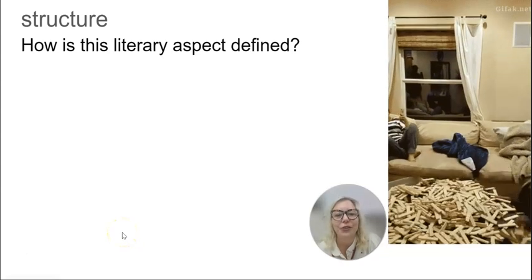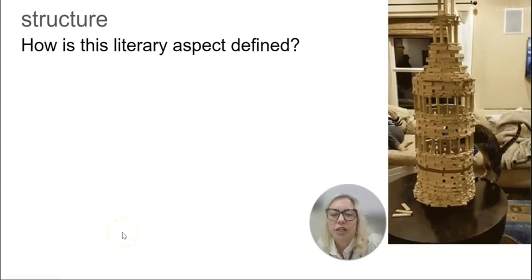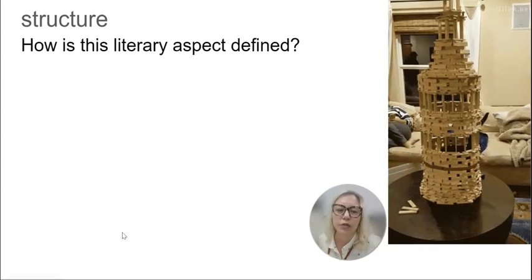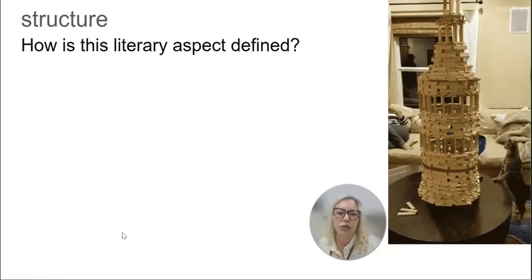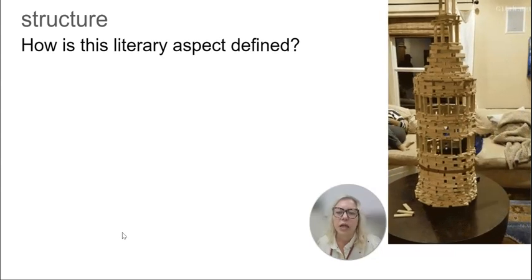Hey, it's 2.3 and this video is all about structure. So jot down some notes in the must-do portion of 2.2 step 3.